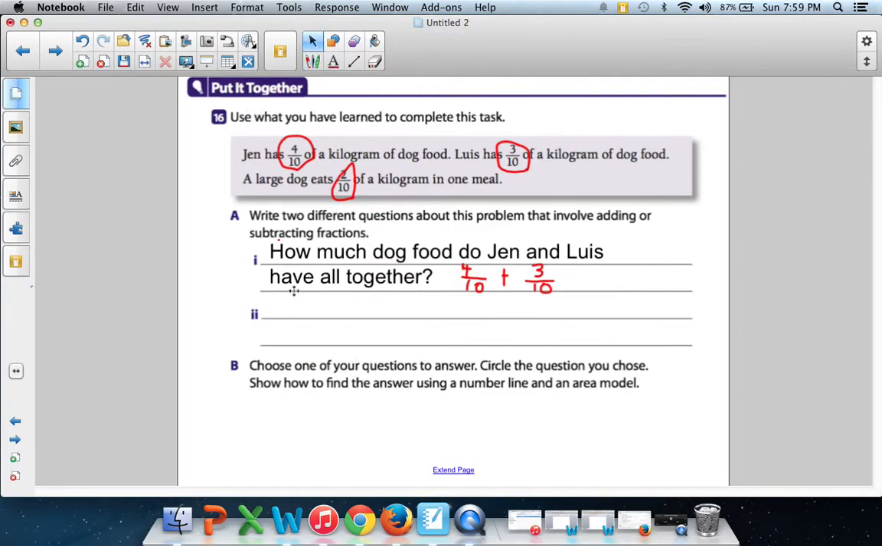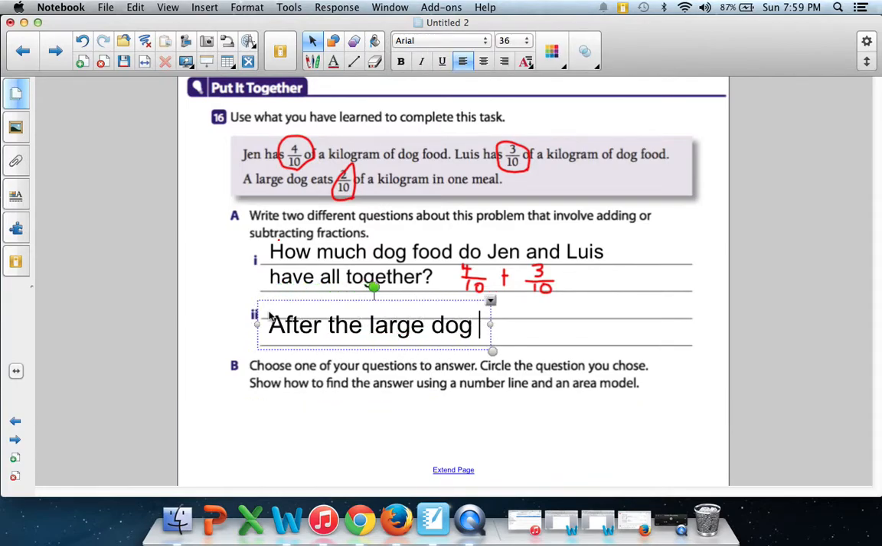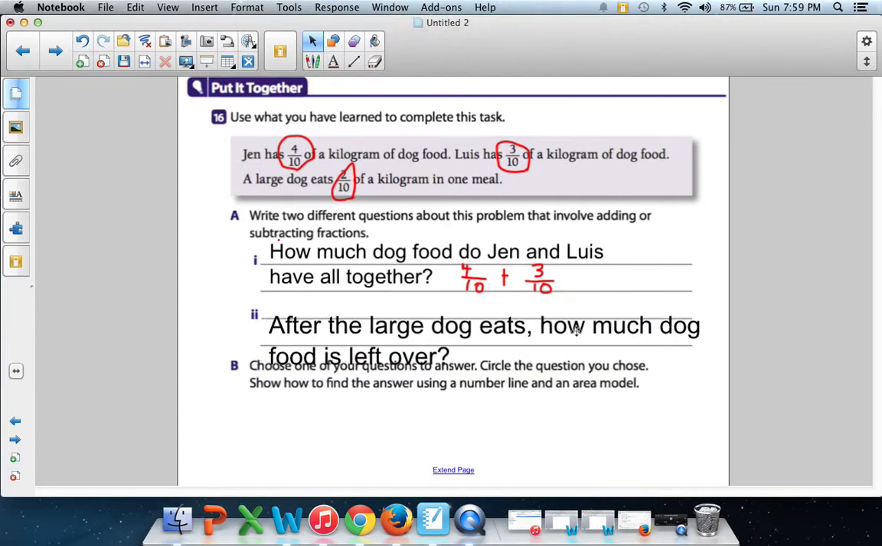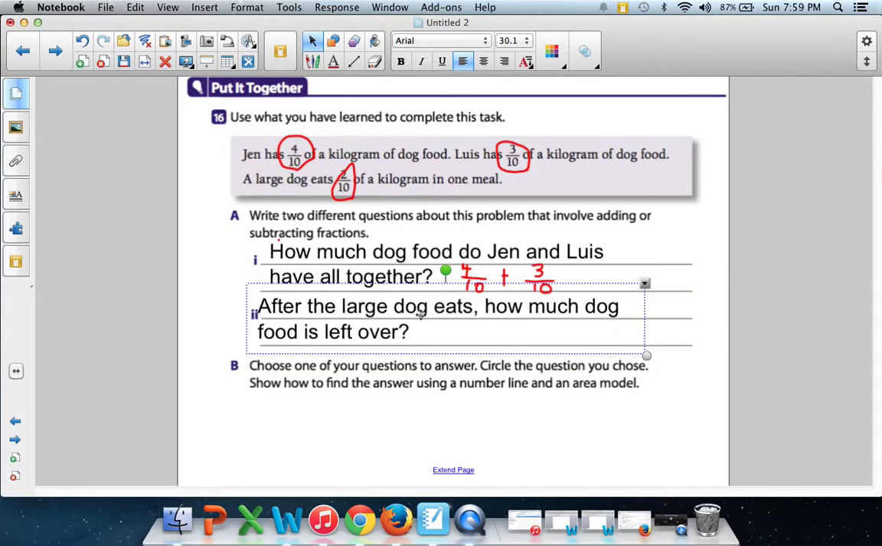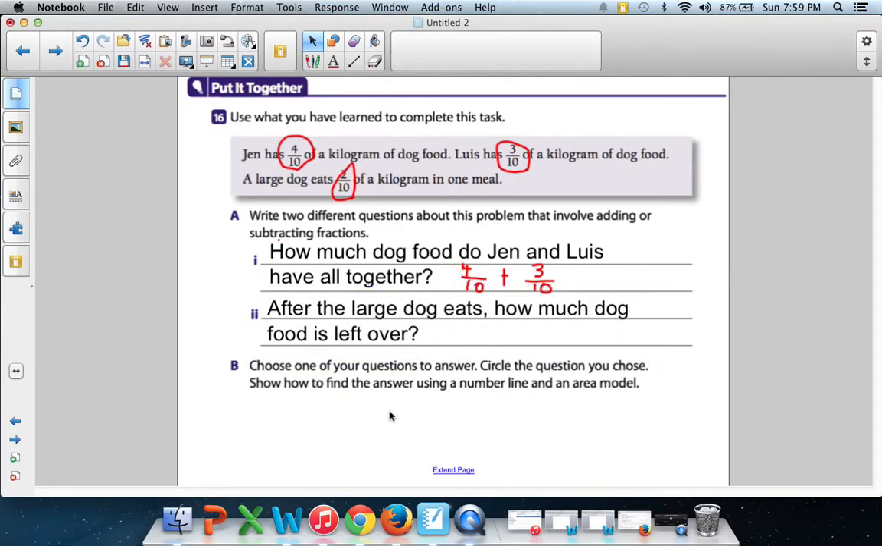And how about a subtraction problem? It says to do adding or subtracting fractions. Let's do subtracting next. You can say, after the large dog eats, how much dog food is left over? And that's not hard to think about because we're doing subtraction, right? So how much is left over is totally what you might say for a subtraction problem. And what does the math in that one look like?